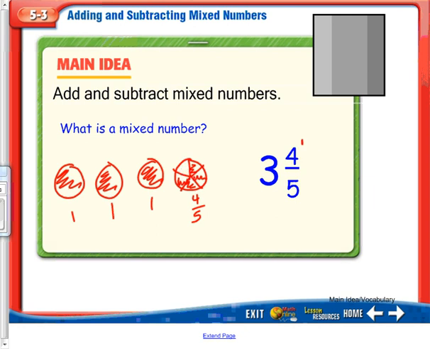So again, this is our numerator. This would be our denominator. And then we have the whole number right here. So whole number, numerator, denominator. We would say 3 4/5, because if we wrote that as a decimal, there would be a decimal right there, 3 8/10. Because if we made that into tenths, we would multiply the 4 by 2 to get 8. So we'd say 3 8/10.